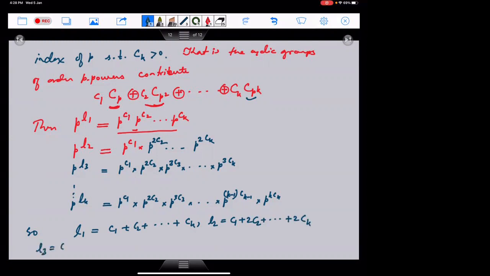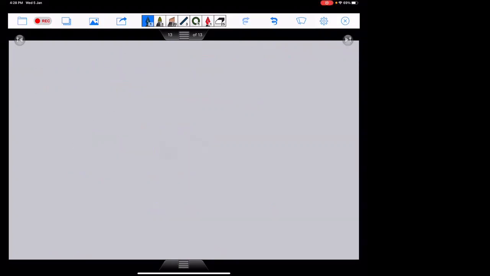L3 is C1 plus 2C2 plus 3C3 plus dot dot dot 3Ck. Like this, I'll have Lk as C1 plus 2C2 plus dot dot dot (k minus 1)C(k minus 1) plus kCk, right? So what I have now is a system of equations, right?